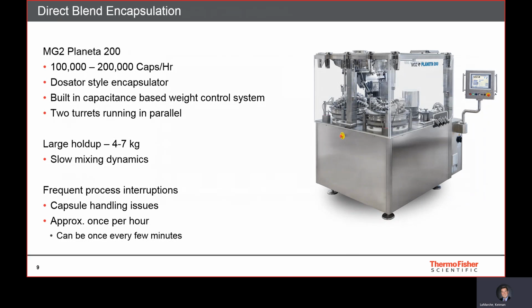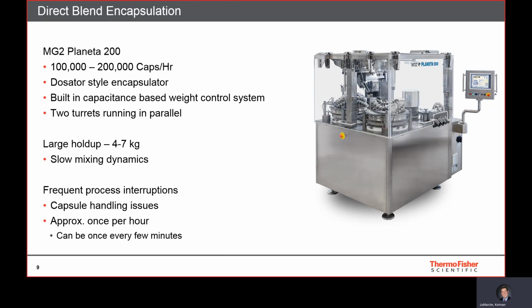So when we started looking to do dynamic process models for real-time predictions, it was in response to some of the unique challenges we were facing when working with the continuous manufacturing of encapsulated products. Our system uses a large encapsulator, the MG2 Planeta 200. This can produce up to 200,000 caps per hour.